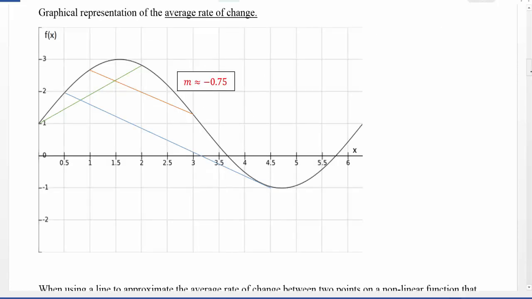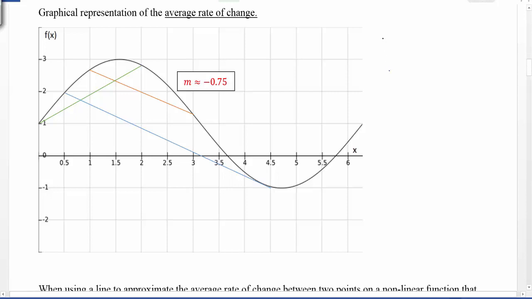So let's start with the graphical representation of average rate of change. This is the same graph that I used in the previous example, and the red line represents the slope that we approximated in the first problem. When we looked between 1 and 3, we found the slope to be approximately negative 0.75. Now, if we're interested in looking between other points, we can apply the same formula.